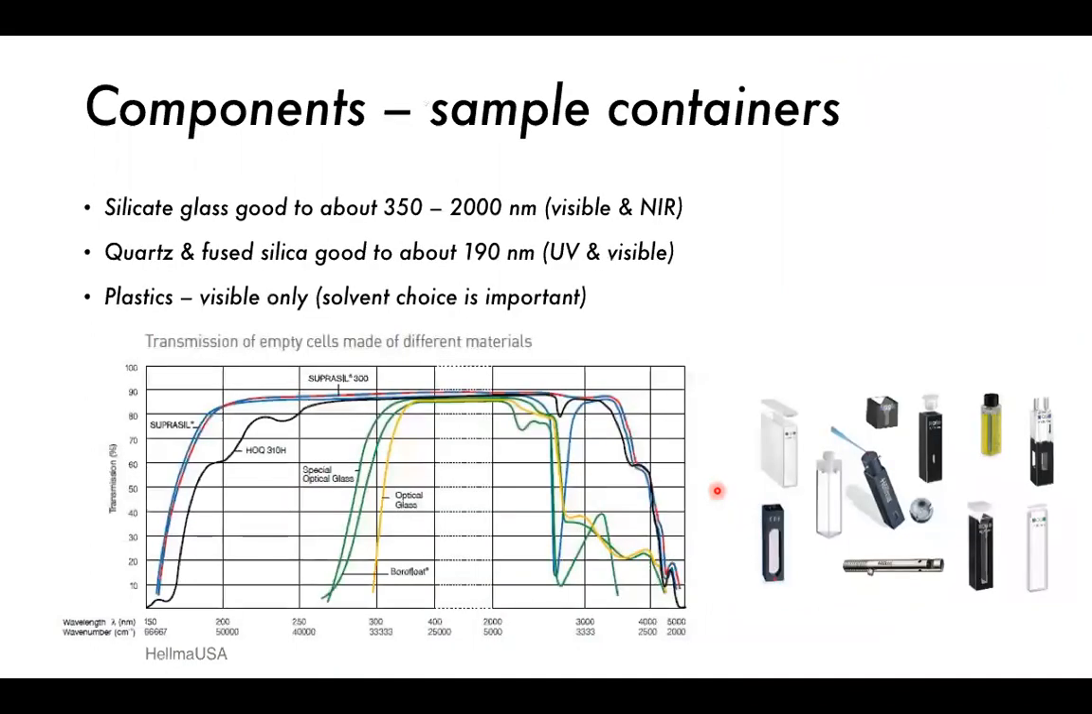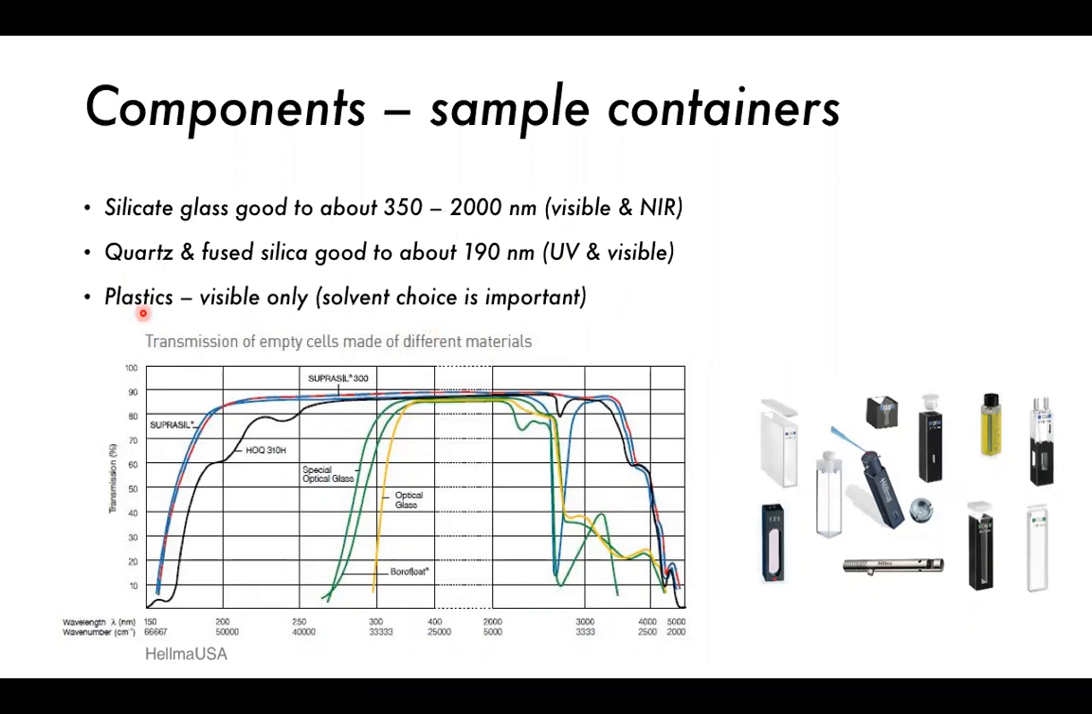So here are some, courtesy of one manufacturer of these sample containers called Hellma, with the different materials that they have. Silica glass is good to about 350 to 2000 nanometers. So that's visible and near IR, definitely very usable glass for the visible range. Quartz and fused silica is good to about 190 nanometers. So if you need to measure in the UV, that's what you're going to need to use. Plastics are visible only, and the solvent choice is important. Why is it important? Because some of the plastics will dissolve in certain solvents. So if you're using organic solvents, some of them may interact with the plastic and melt it.